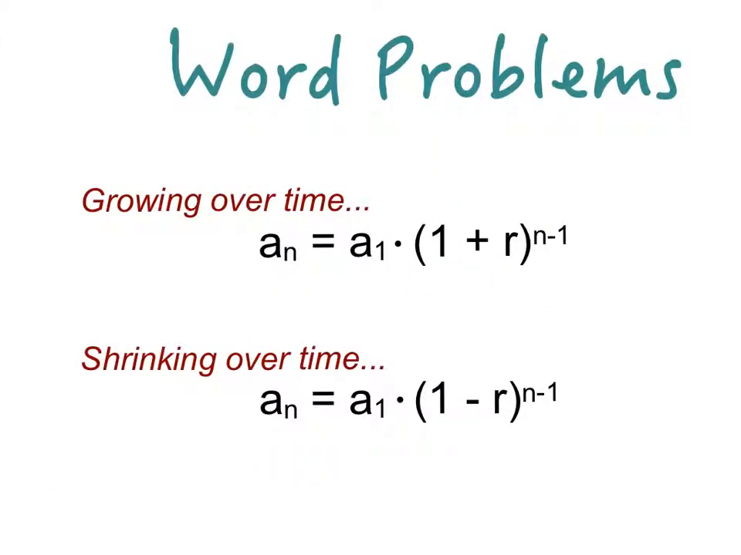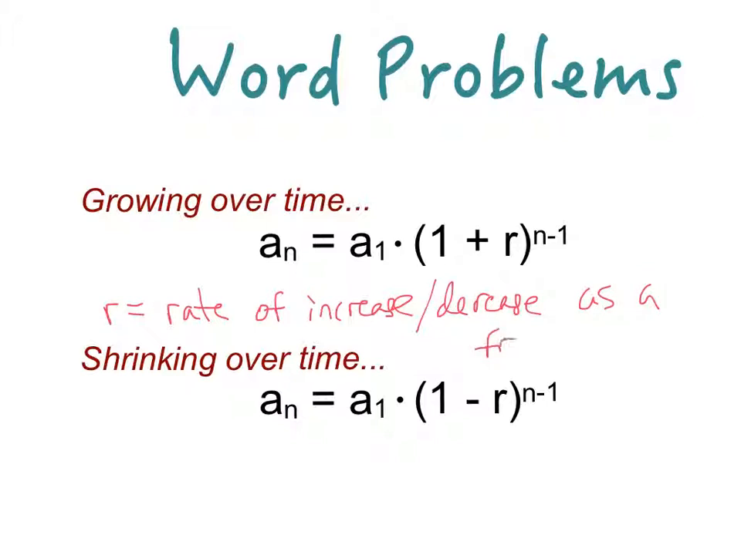When doing word problems, I would like you to use a slightly different formula. And these are the two formulas. For instance, if something is growing over time, following a geometric sequence, you would want to use the one with a plus in it. And if something is shrinking over time, you'd want to use the one with a minus in it. R in these cases is slightly different. So it is not the number that we are multiplying by. R in these formulas is the rate of increase or decrease as a fraction or decimal.